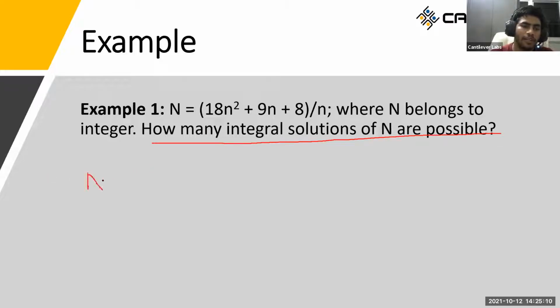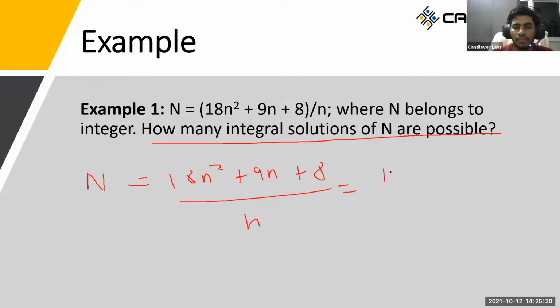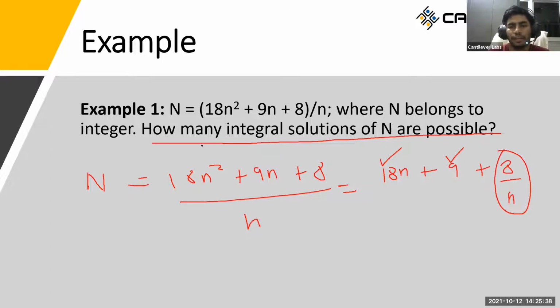Let's see. We can write it in this form: (18n² + 9n + 8)/n. If we just solve it, we'll see 18n + 9 + 8/n. So we can clearly see that the first two terms will always lead to integers, correct? So we are just concerned with the last term. In order to find the number of integral solutions, we'll see for how many values this last term comes out to an integer.